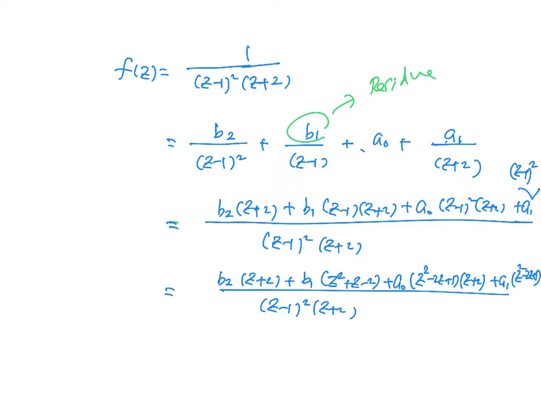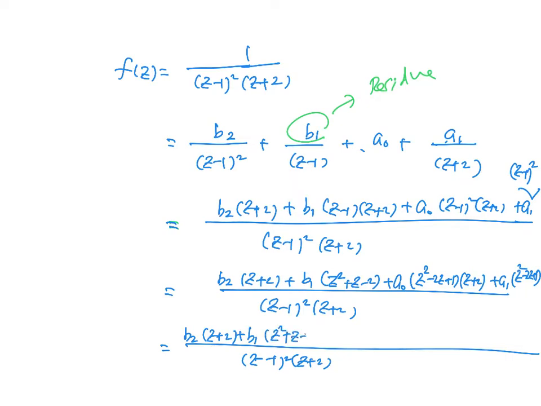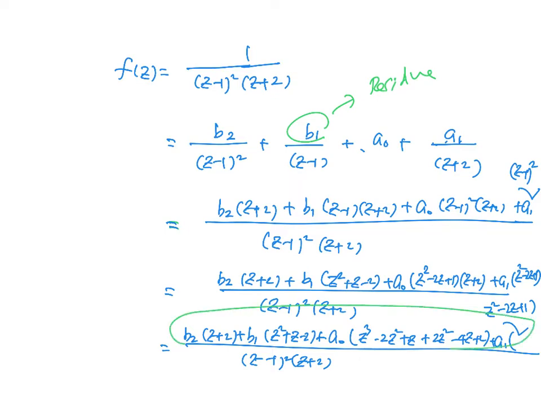Okay, so what do we do? Z minus 1 square, z plus 2, P2, z plus 2, P1, Z square plus Z minus 2 plus A0, Z cube minus 2Z square plus Z plus 2Z square minus 4Z plus 2 plus A1, Z square minus 2z plus 1. Oh. So let's just calculate this. See what happens.